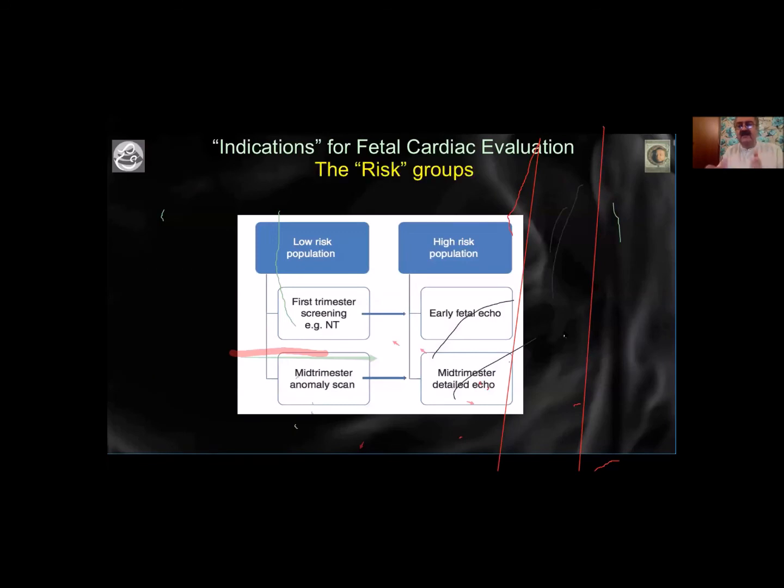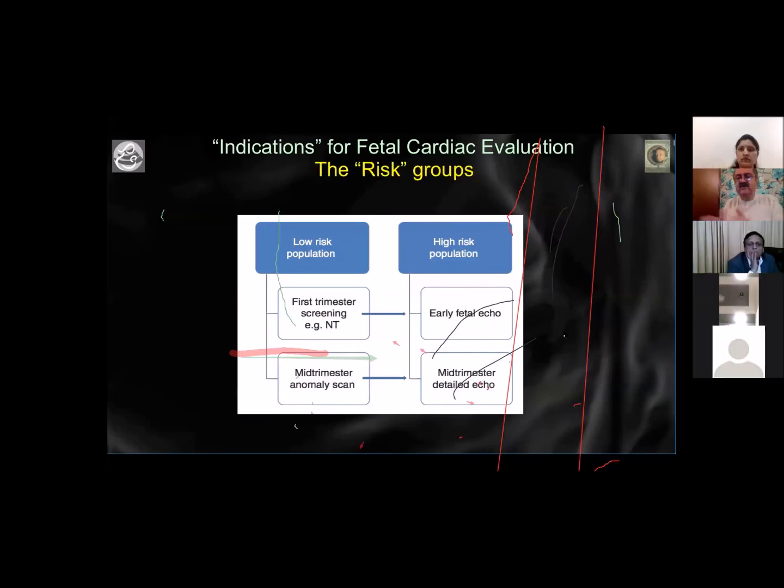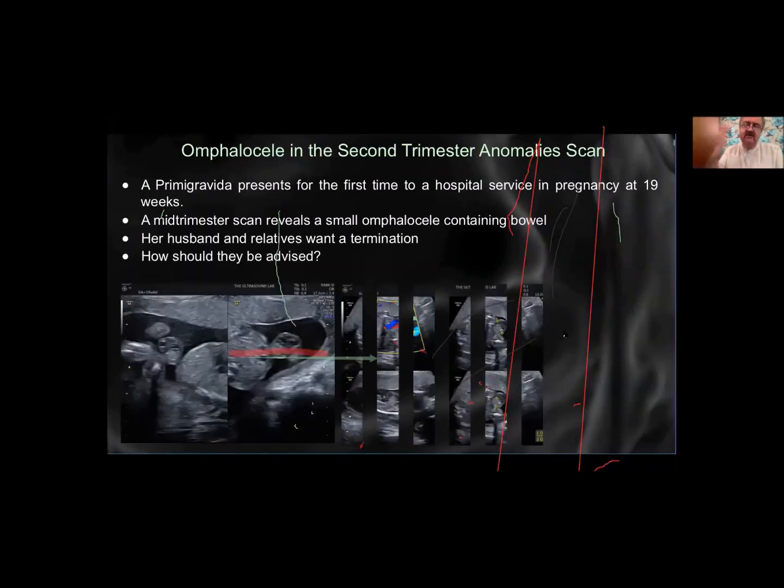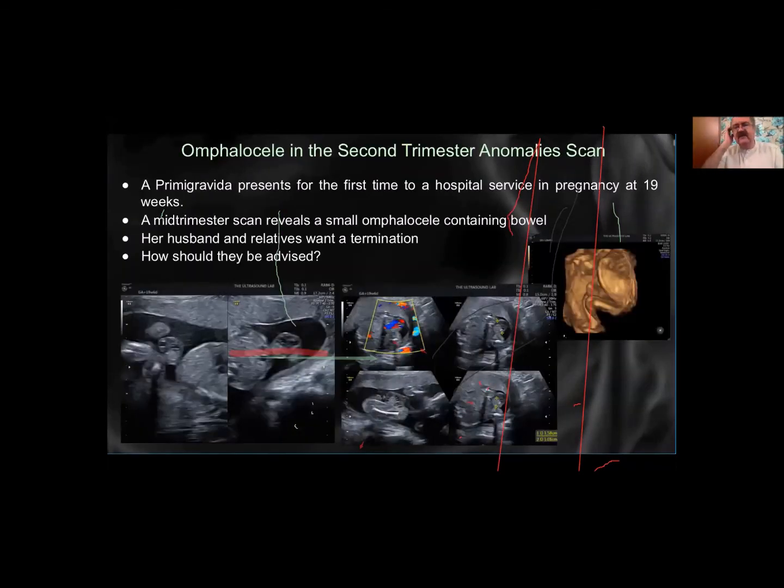Remember that at any time, in evaluation, particularly for the heart, a low risk will move into a high risk, and that is important. And you then have to stratify what you need to do. You can't straight away say, no, I will do an echo for everybody. That is not justified. Now, a few more cases before we close.